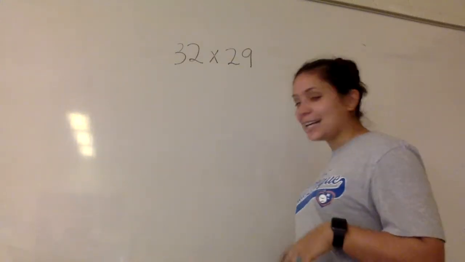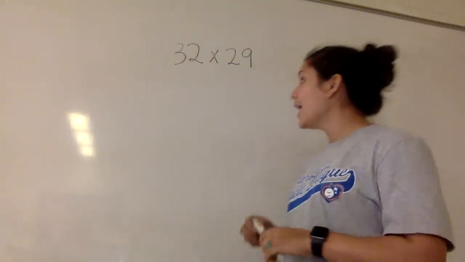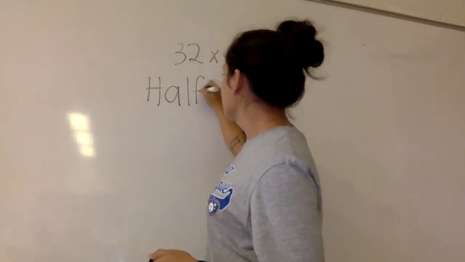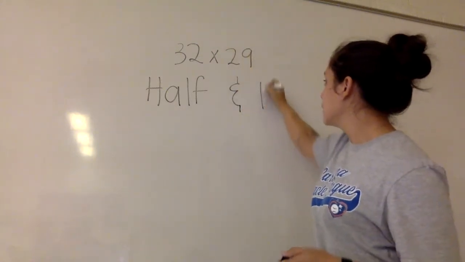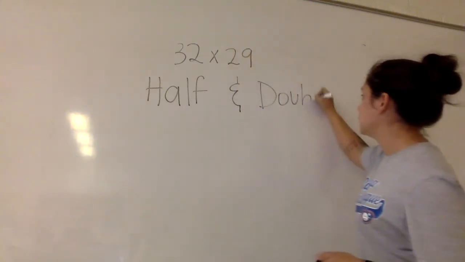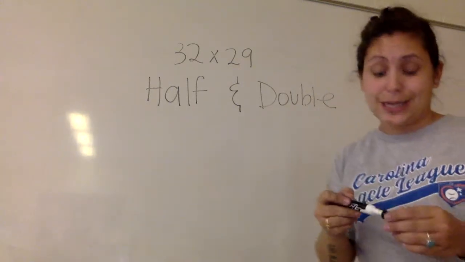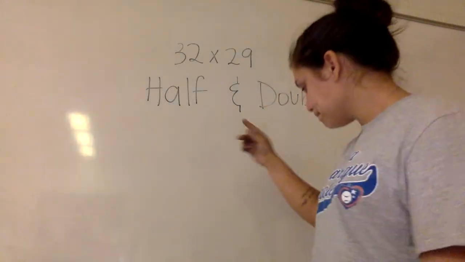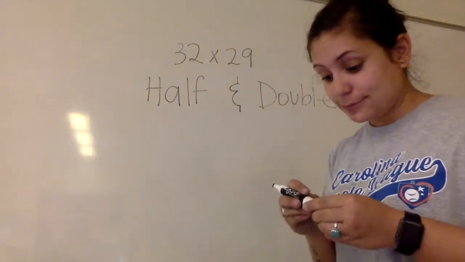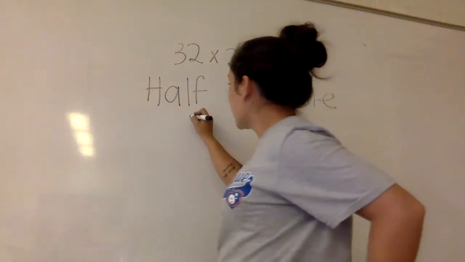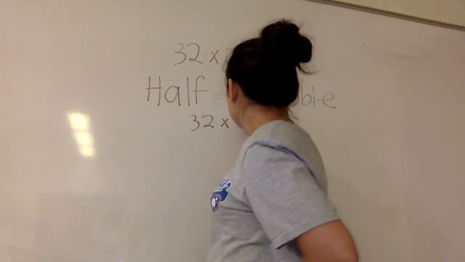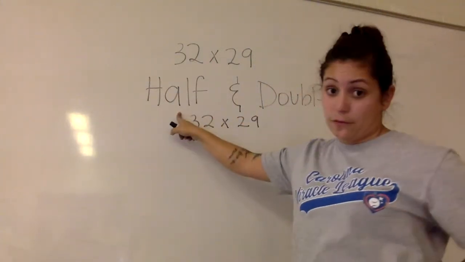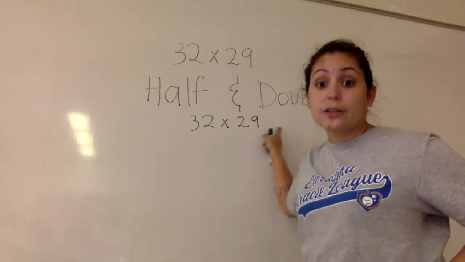So, this last one is called half and double. Sounds crazy, right? When my professor first showed me that, I was like, what even is this? I'm going to show you what it even is. It's amazing. So I'm just going to write 32 times 29 again. So what you're going to do is you're going to pick a number to half. Then whichever one you don't half, you're going to double.